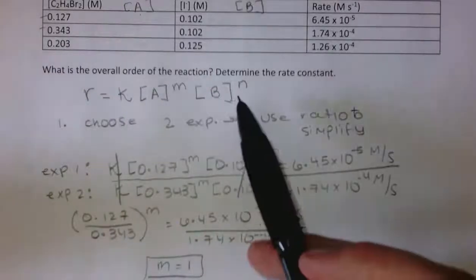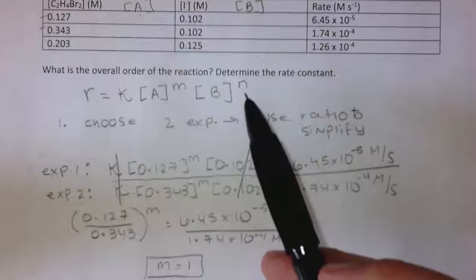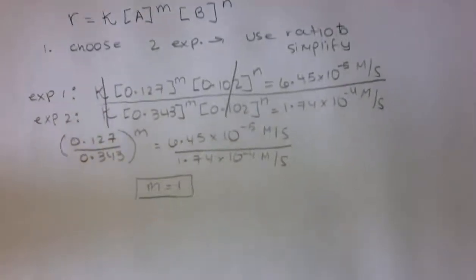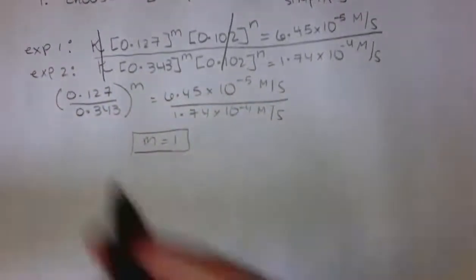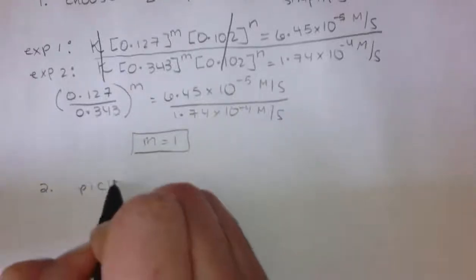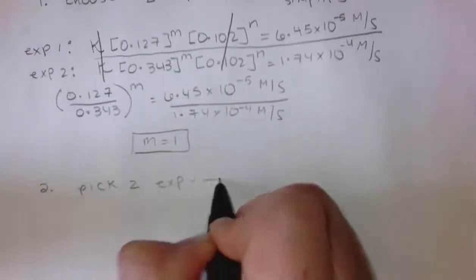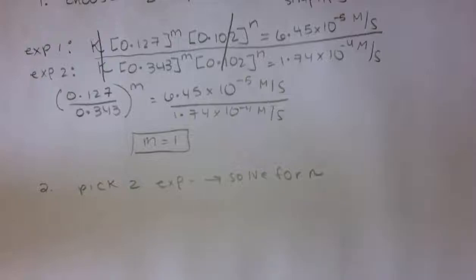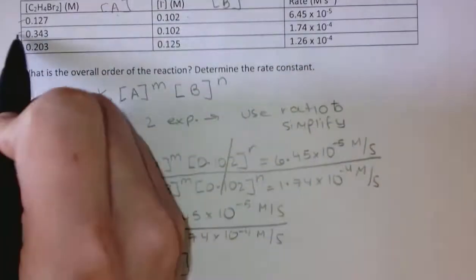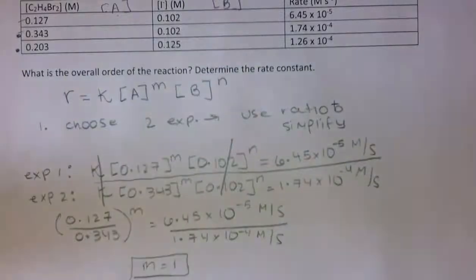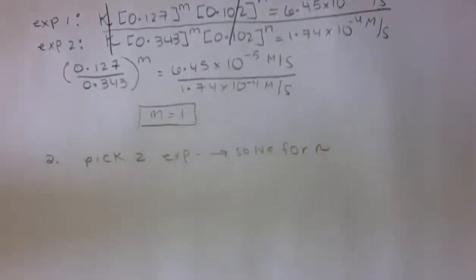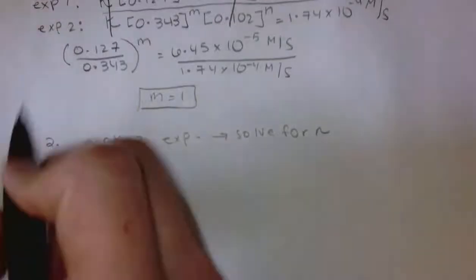We need to know with respect to component B what order the reaction is so we can find our overall order. So we're going to do a similar process to solve for n. So I'm going to pick another 2 experiments, and I'm going to pick experiment 2 and experiment 3. And this is so that my concentration of B won't end up canceling out, and in this way I can get a value for the unknown variable n. So it's going to be a really similar process.